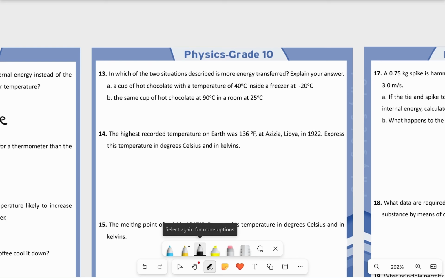A, a cup of hot chocolate with a temperature of 40 Celsius inside a freezer at minus 20 Celsius. B, the same cup of hot chocolate at 90 Celsius in a room at 25 Celsius. The answer is B, because if you just subtract them, you get 65. Here you get 60 Celsius. So because B has a greater temperature difference, more energy is going to be transferred.